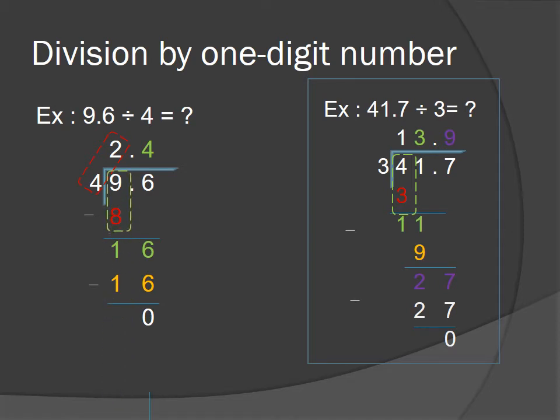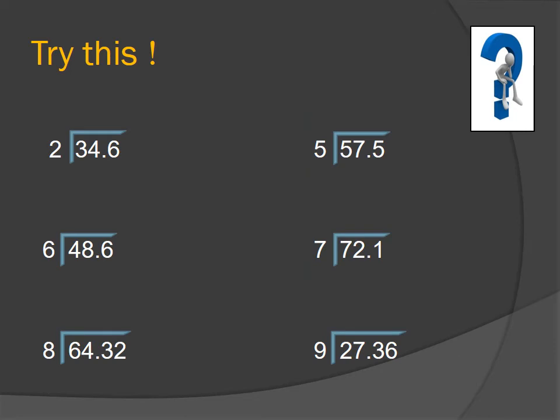Mark three, and 3 we have to multiply by 9. 3 times 9 is equal to 27. The remainder is 0. So the final answer is 13.9. Okay children, now you can try to get the answers for these given questions.